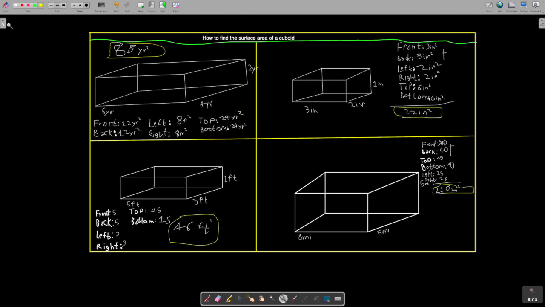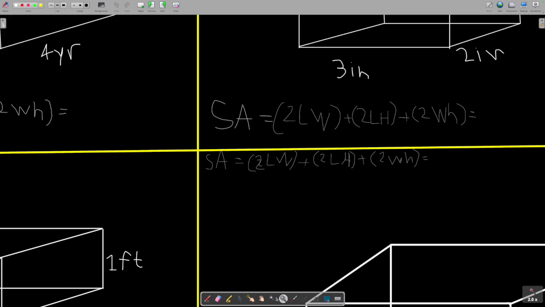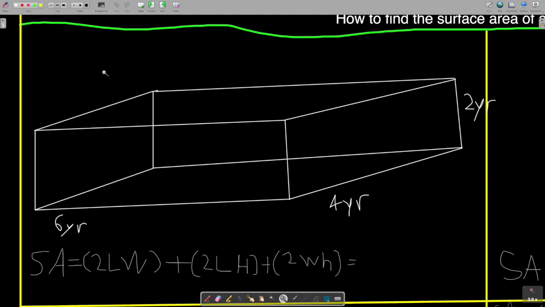So now we're going to go into these 4 examples, which are actually the same exact examples, but we're going to do it in a different way. So here it is. We're going to do it using the formula, which you can see down here. It is SA, which is surface area, equals 2 times length times width plus 2 times length times height plus 2 times width times height. Now this may seem kind of complicated, but you'll see how it works.